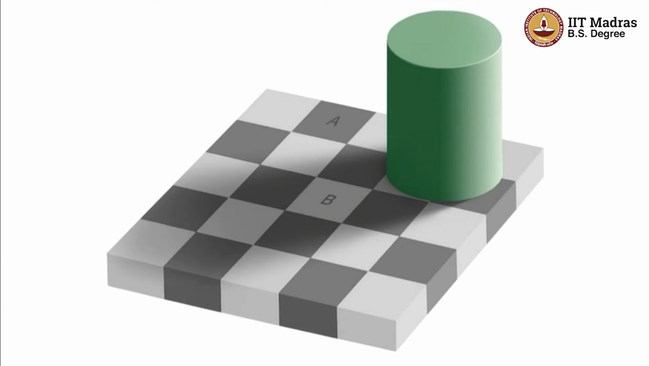Okay, so this is a very famous diagram created by one of the Stanford professors. Are the squares A and B different or the same?